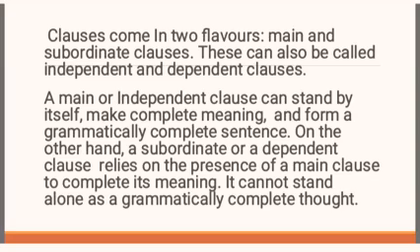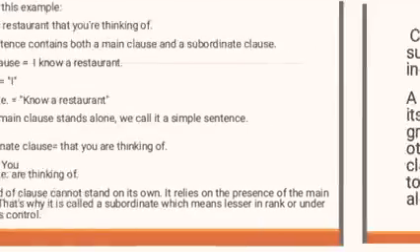It has its own meaning, and the dependent or subordinate clause relies on the presence of the main clause. It cannot make a complete meaning except if it is used with the main clause. That is when it can have its own complete meaning.